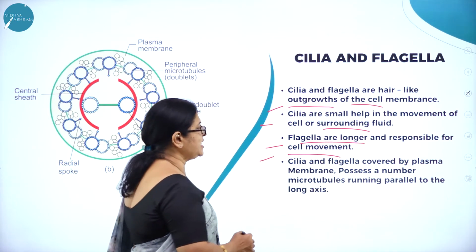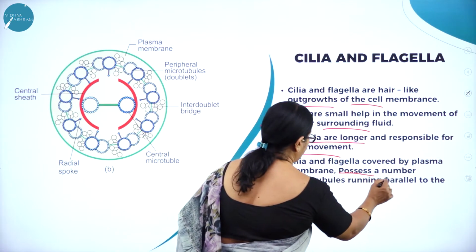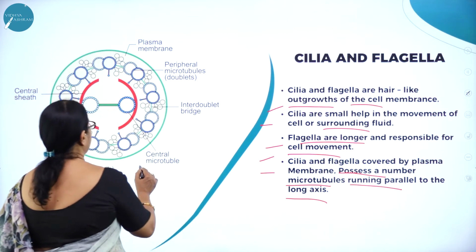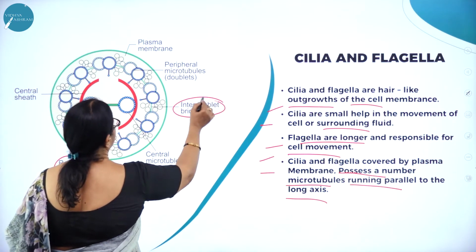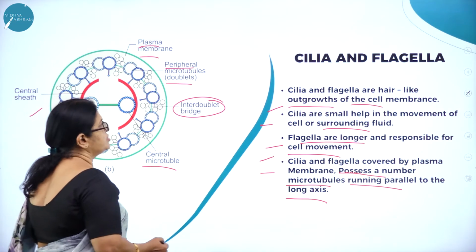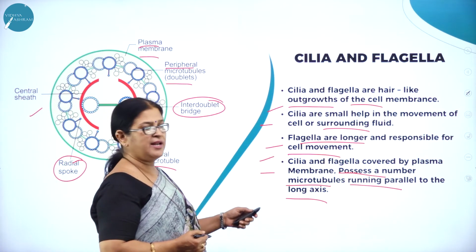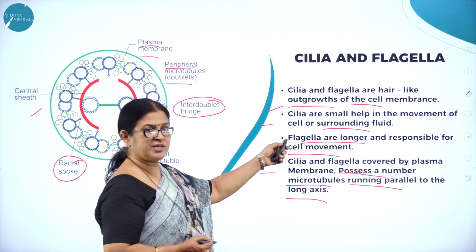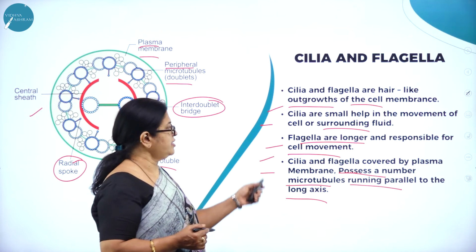cell movement. Cilia and flagella are covered by plasma membrane, possess a number of microtubules running parallel to the long axis. Here you can see microtubules, and you can see the radial spoke here, interdoublet bridge, peripheral microtubules, and plasma membrane. So, cilia and flagella are hair-like outgrowths of the cell membrane. Cilia are small, help in the movement of cell or surrounding fluid. Flagella are long and responsible for cell movement.